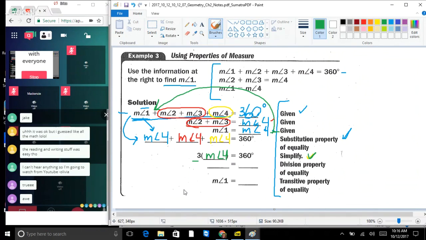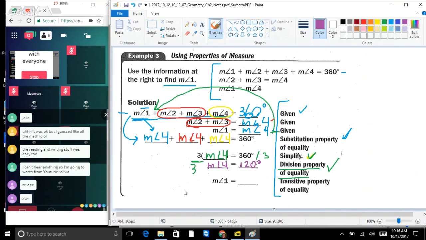So now what are we going to do to solve for the measure of angle 4? We're going to divide both sides by 3, right? And we can divide both sides by 3 because of the division property of equality. So that's why we're allowed to divide both sides by 3. And we get that the measure of angle 4 is 120 degrees.